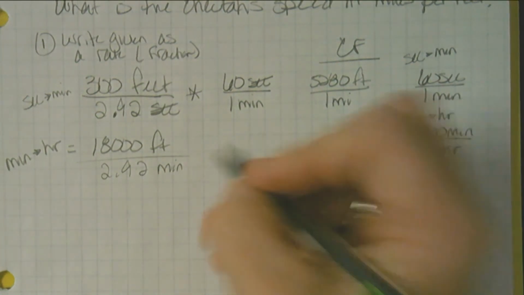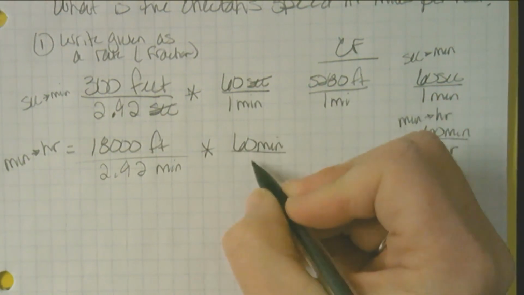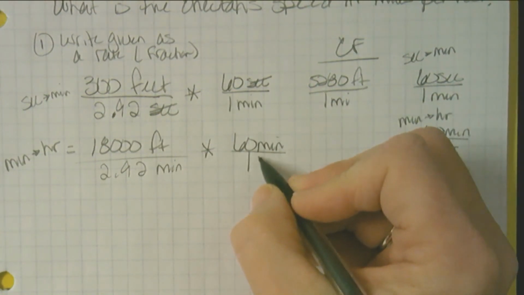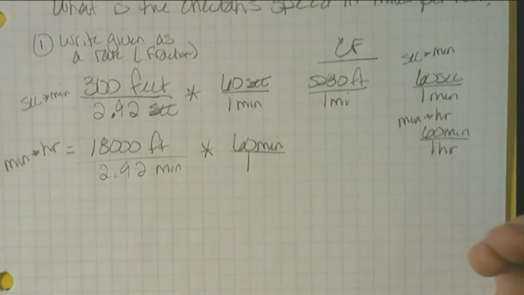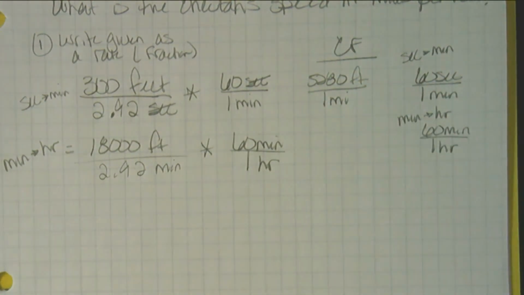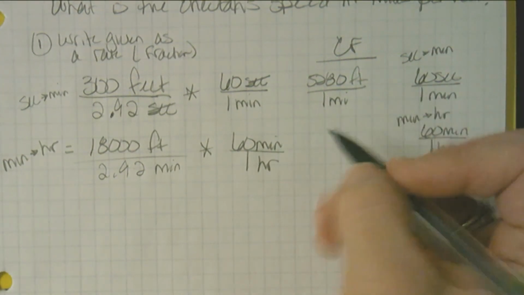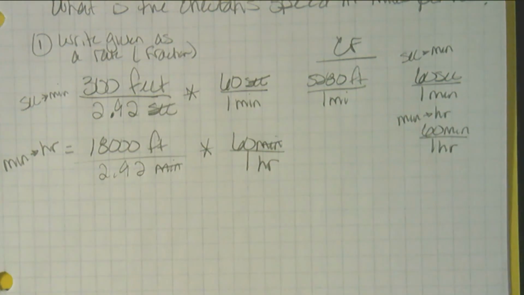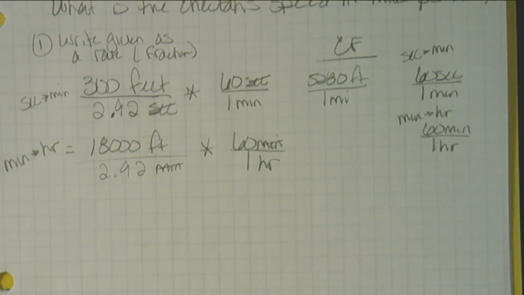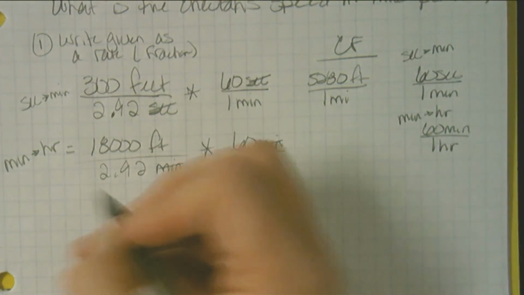Go ahead. Over one what? 1 hour. Leave your units on those, please. How do I know that Victoria set that up right? Sam, how do I know that she set that up right with my units on my conversion factor? Excellent. Our minutes cancel out. All right, so do that multiplication. So remember, you're multiplying your numerators, you're multiplying your denominators.